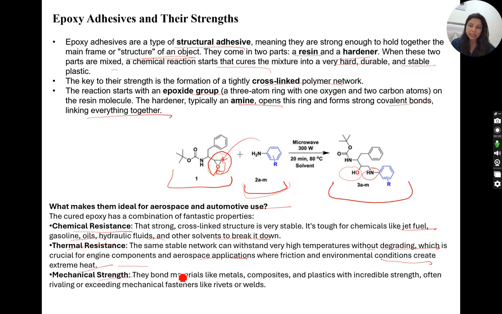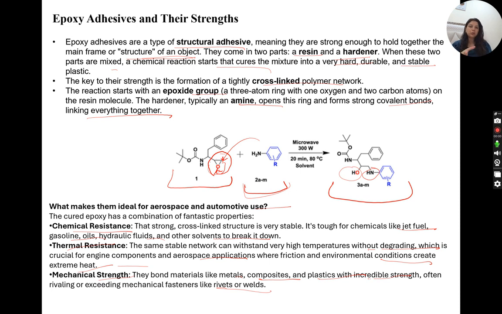The next one is mechanical strength. They bond materials like metals, composites, and plastics with incredible strength, often rivaling or exceeding mechanical fasteners like rivets or welds. So they can also be used because their mechanical strength is high. The chemical, thermal, and mechanical strength of these adhesives are very high.